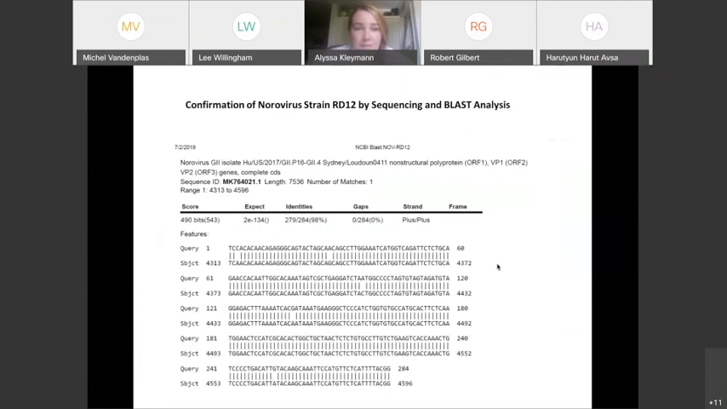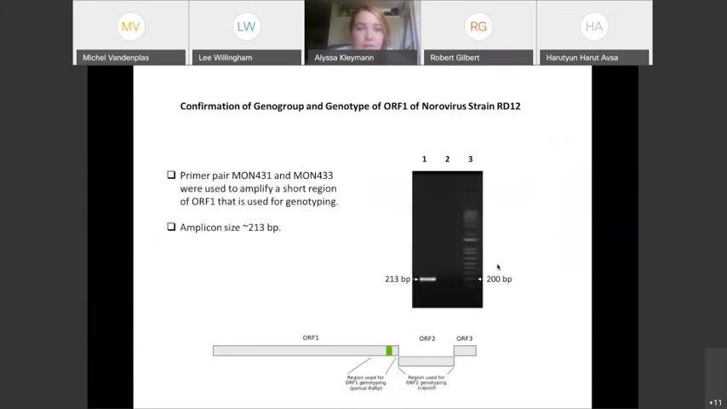When submitting this strain for sequencing and BLAST analysis, RD12 was determined to be a genogroup 2 norovirus strain. Now, to further genotype the norovirus RD12 strain, we used primer pair MON431 and MON433 that are used to amplify a short region of ORF1 used for genotyping. And the amplicon size is about 213 base pairs, which is what we saw on our gel electrophoresis, as you can see here.